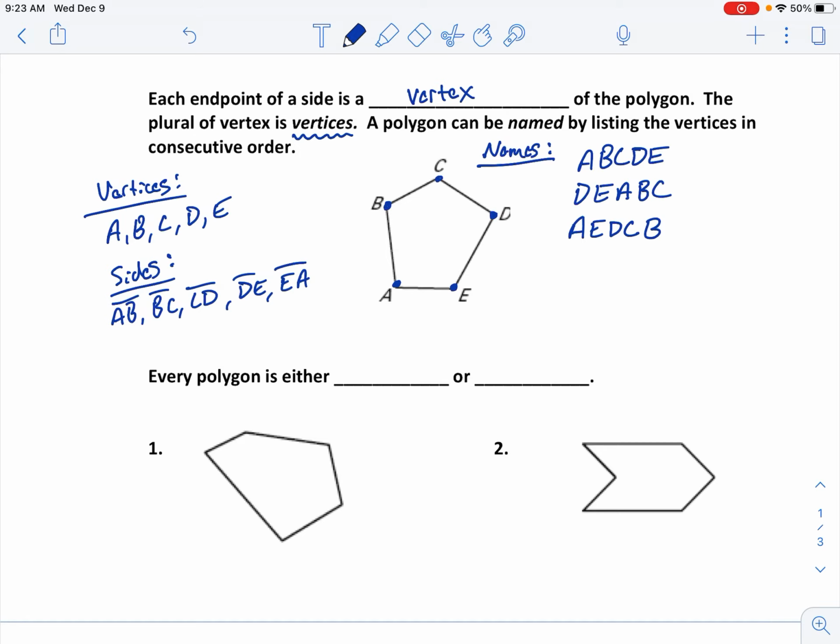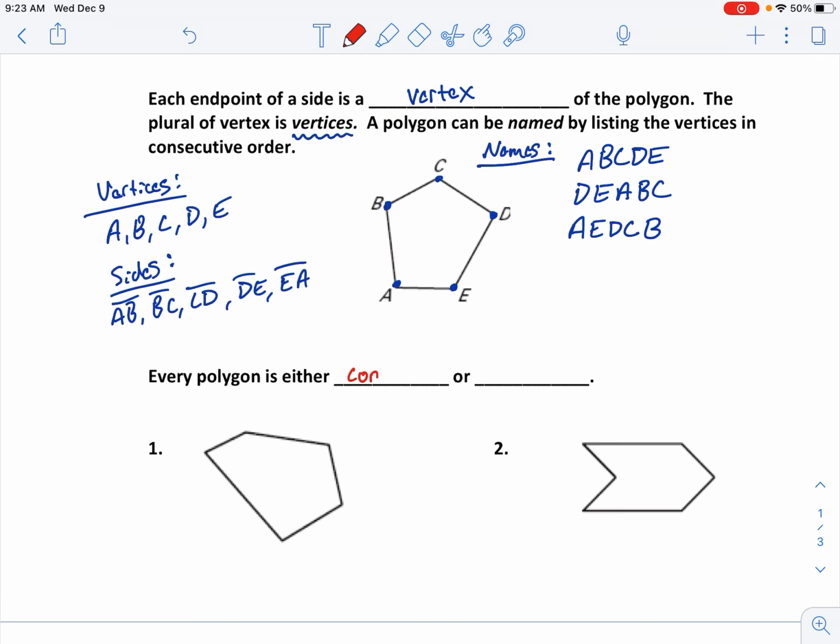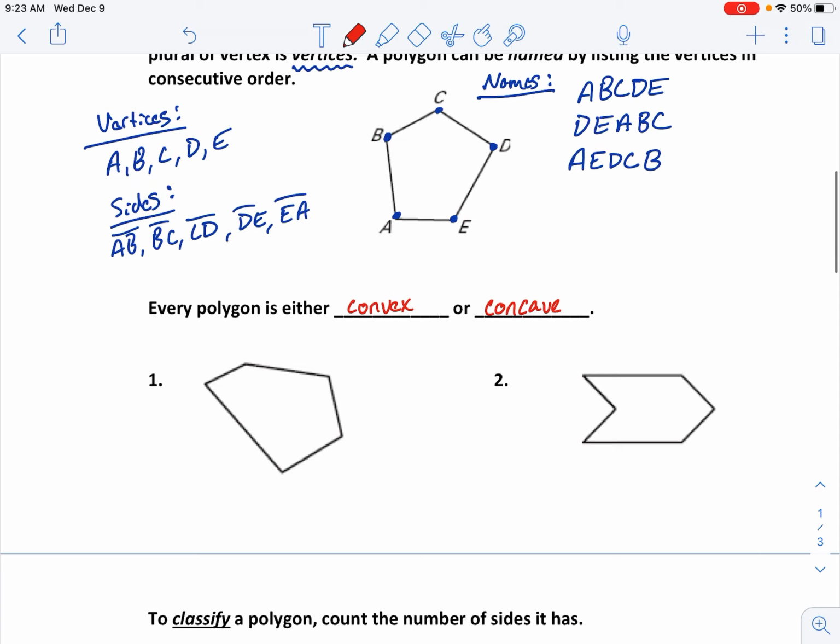And every polygon, I'm now down below here, and I'm going to change colors, is either convex or concave. So for convex, here is an example of convex over here. This one would be convex, and I'm going to show you why. If I were to extend all these sides here of this polygon, you'll notice that none of the sides, once I extend them, go actually inside the shape. That's a way we could recognize that it is convex.